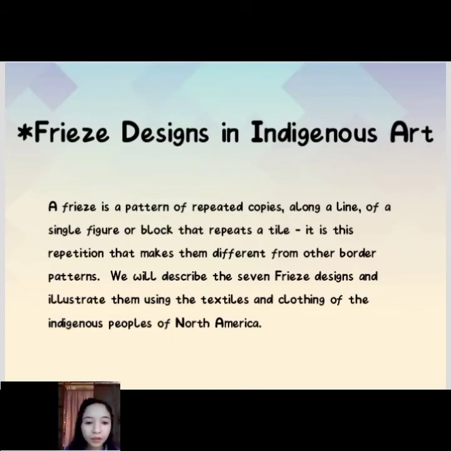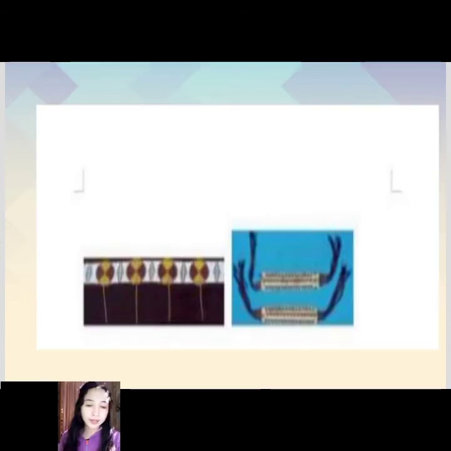So we have frieze design in indigenous art. A frieze is a pattern of repeated copies along a line of a single figure or block that repeats a tile. It is a repetition that makes them different from another pattern border. So we will describe the 7 frieze designs. Same design, and then repeated lang iyahang design.